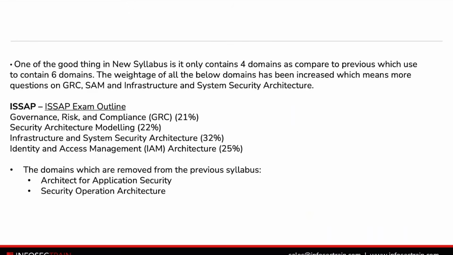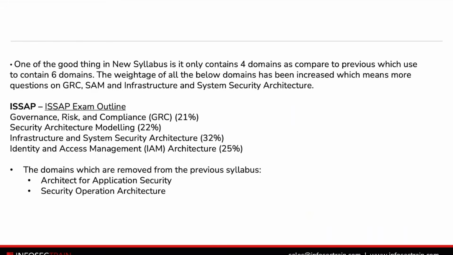One of the good things in the new ISSAP syllabus is that it only contains 4 domains, as compared to the previous one which contained 6 domains. The weightage of the remaining domains has been increased. It is a good thing that now you don't have to cover 6 domains. The domains Architect for Application Security and Security Operations Architecture are being removed.